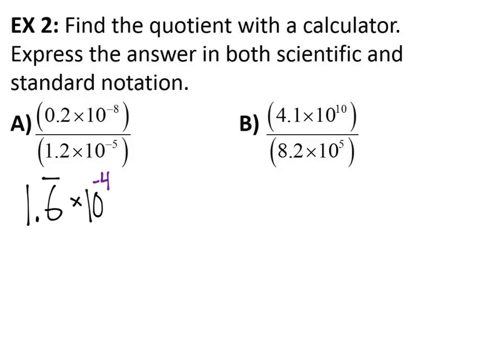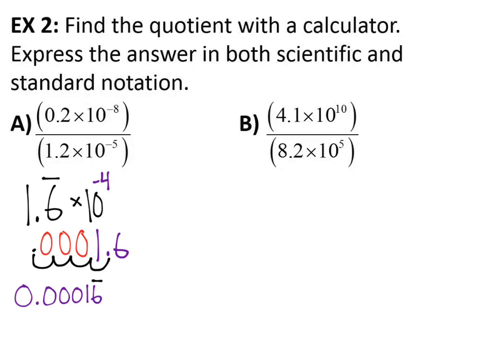And so from there, if I were to write it as a number, I'd move that decimal 4 places to the left, and as a result of that, I get .00016, and the 6 is repeating forever.